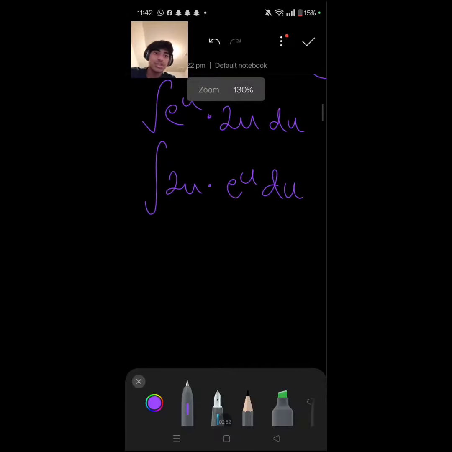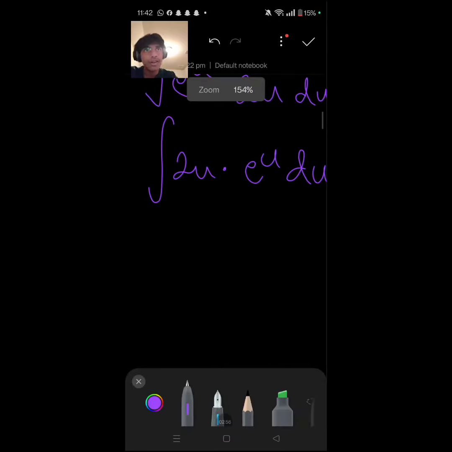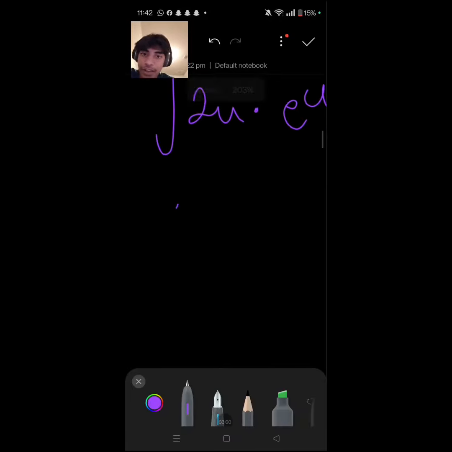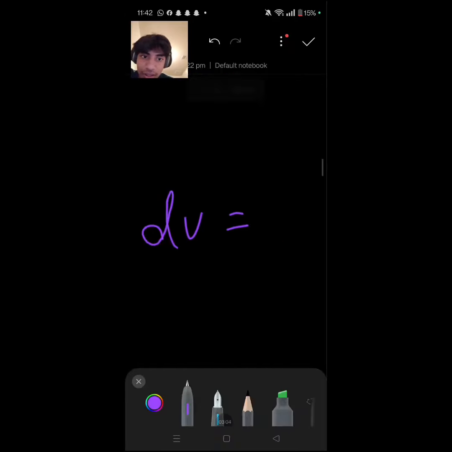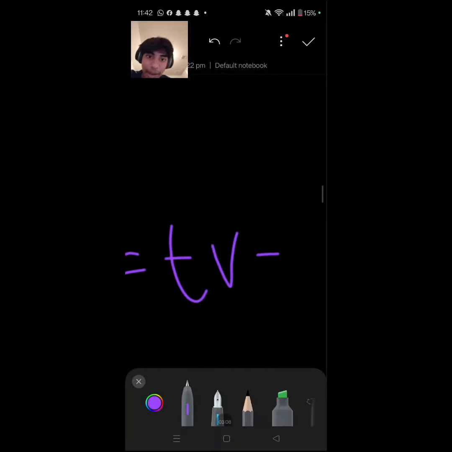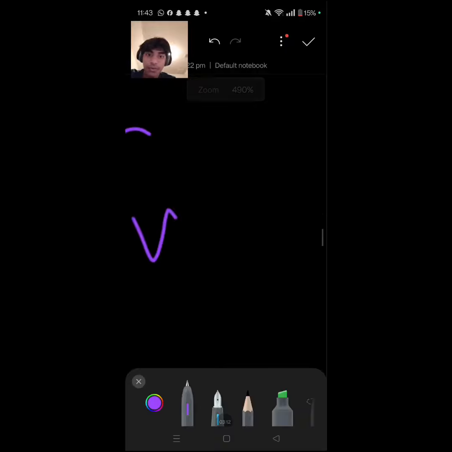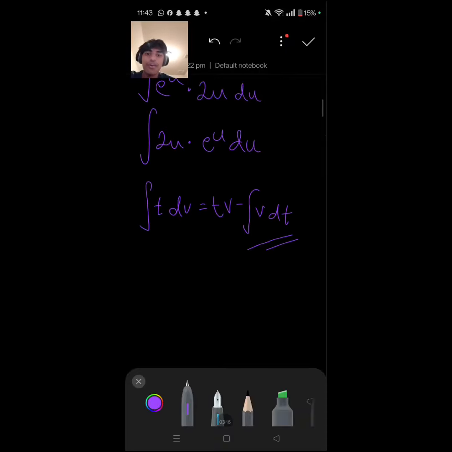Now whenever you have integration by parts, you have two variables obviously. Let's say the two variables are t and v. The formula of integration by parts is very easy. It's just the integral of t with respect to v is equal to the product of t and v, tv, minus the integral of, this time, v with respect to t, so v dt. And this right here is the formula of integration by parts.